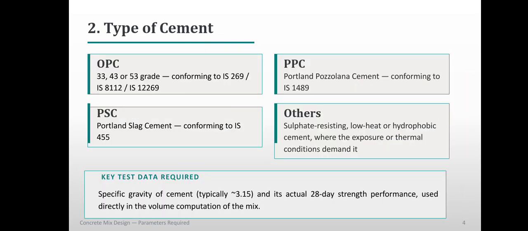The second parameter is the type of cement. The cement used may be ordinary Portland cement, OPC, Portland Pozzolana cement, PPC, or Portland slag cement, PSC, depending on project requirements. The specific gravity of cement and its strength characteristics are important because they directly influence the volume calculations during mix proportioning.